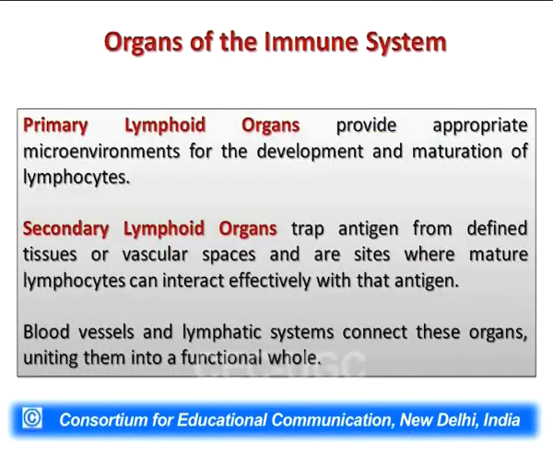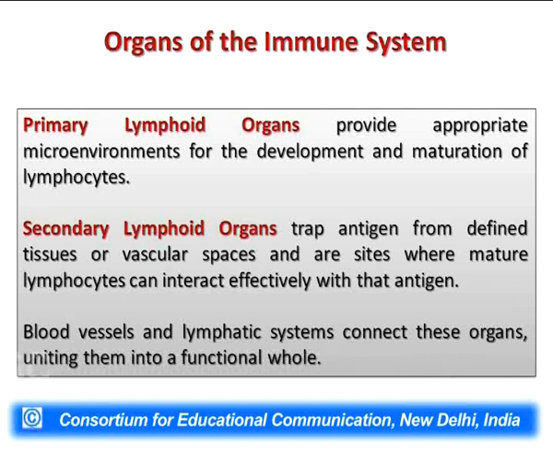Now, what are the various organs of the immune system responses? The organs have been broadly divided into two major categories. The first is called the primary lymphoid organ, and the second is called the secondary lymphoid organ. The primary lymphoid organs are the organs within our body which provide the appropriate environment for the development and maturation of these white blood cells or lymphocytes.